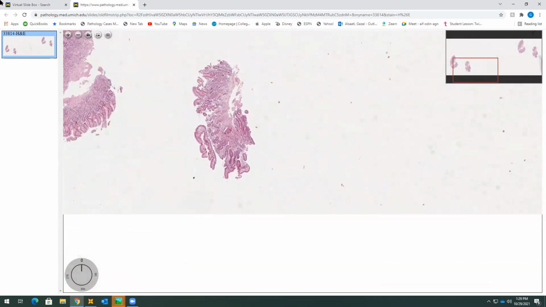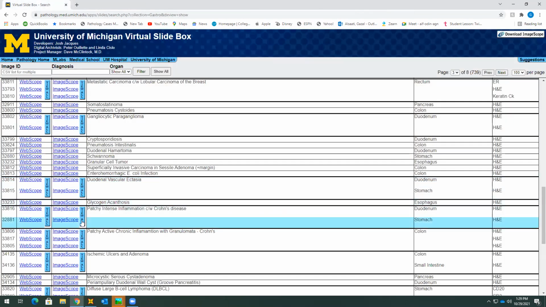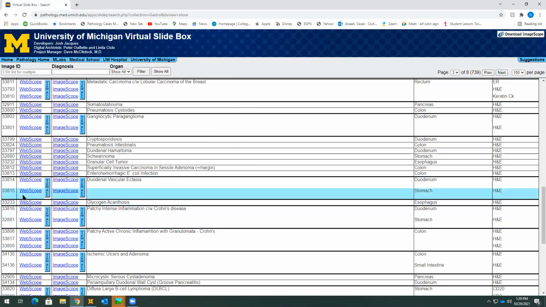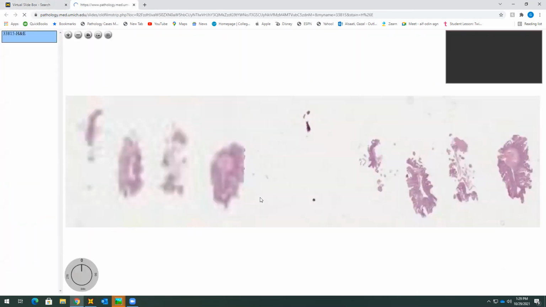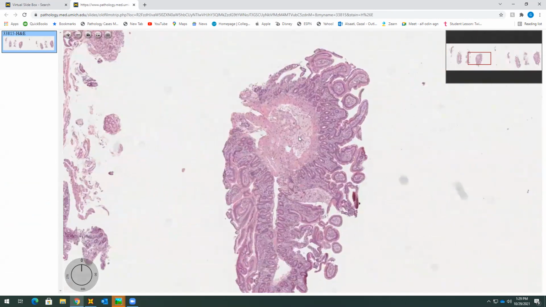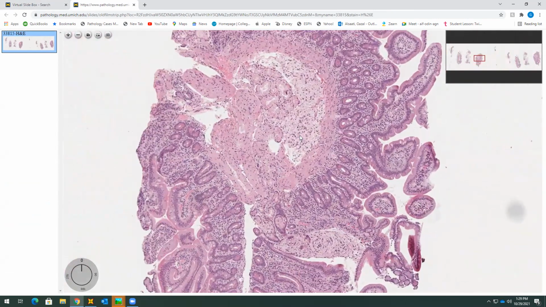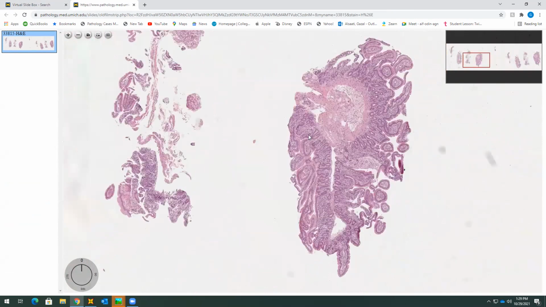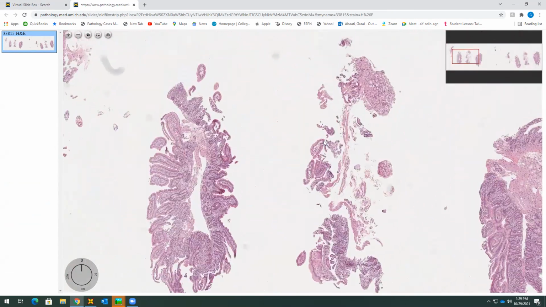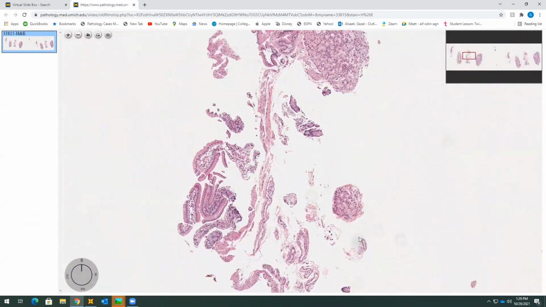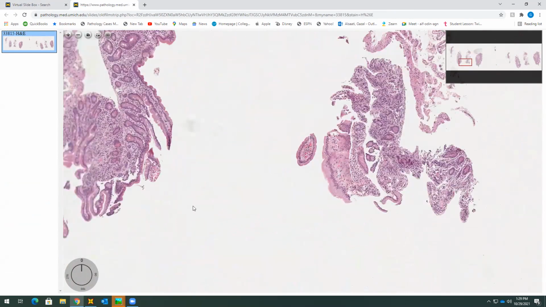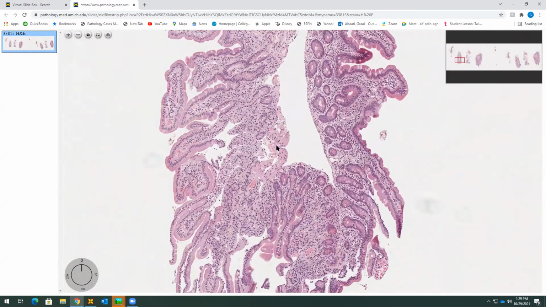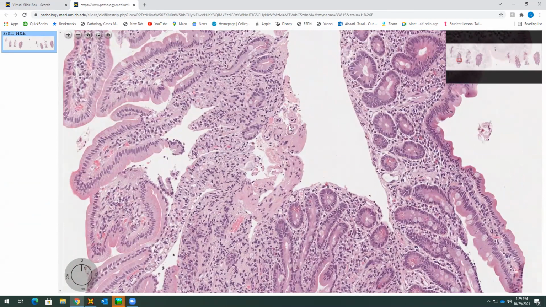So let me see the stomach. Maybe the stomach has a better example. Okay, it's not a stomach. It's a duodenum. So somebody needs to go back and organize these slides. Here, you see how you have multiple thick-walled blood vessels, 1, 2, 3, 4, 5, 6 together. That's a good example of it.